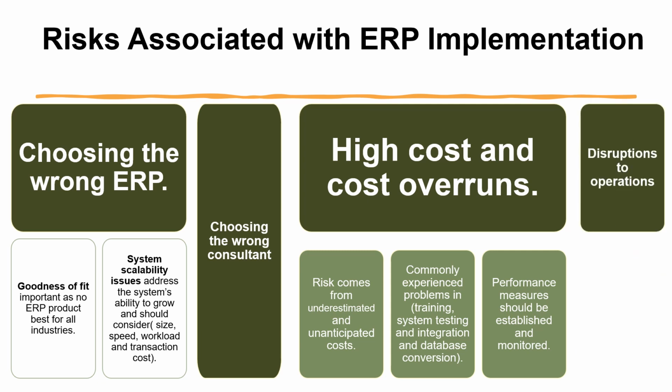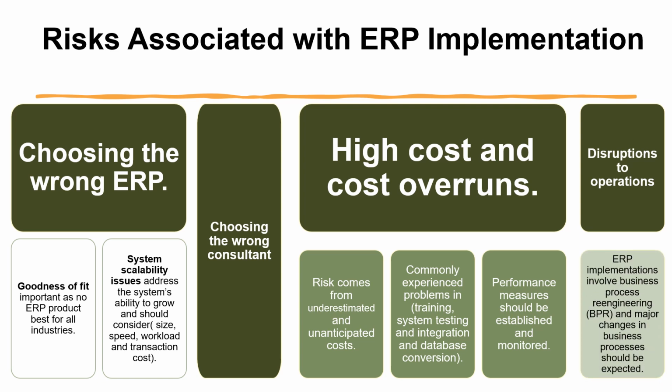Lastly, the disruption to operation. So ARP system implementation involves business process re-engineering, BPR, and major changes in business processes should be expected.